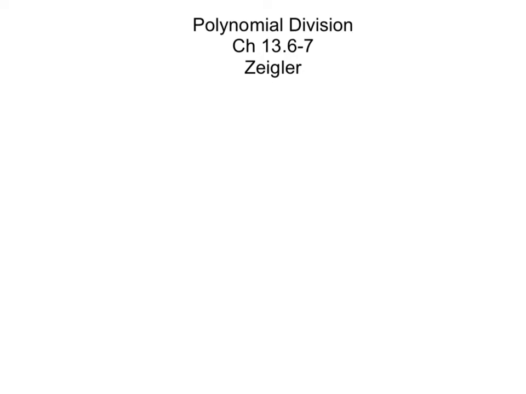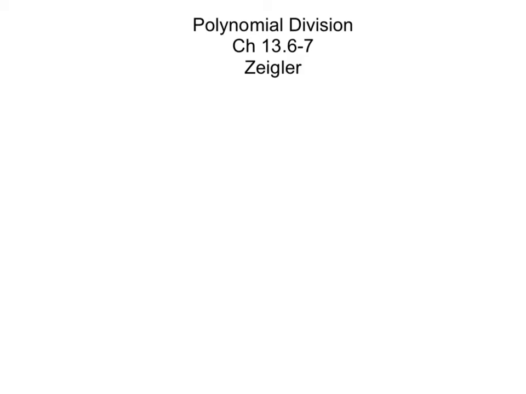This video takes a look at sections 13.6 and 13.7, how to divide a polynomial by a monomial, and then how to divide a polynomial by a polynomial. A monomial is an expression that only has one term in it, and a polynomial is an expression that can have any number of terms in it. So let's look at the example.